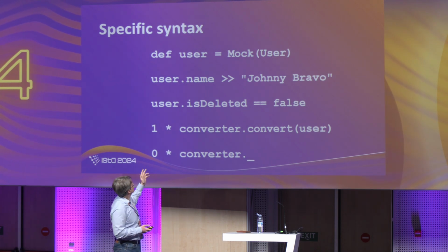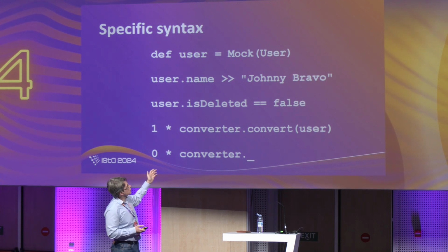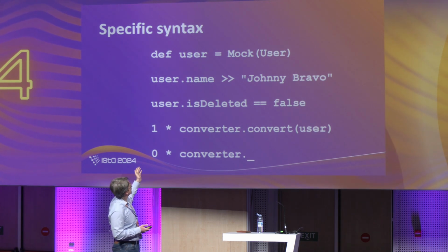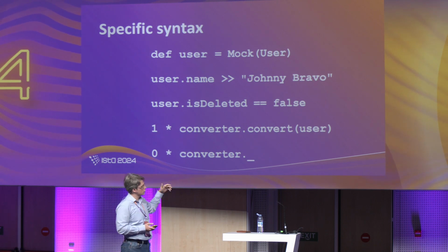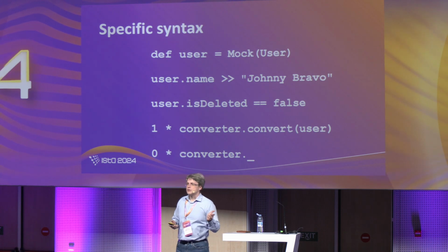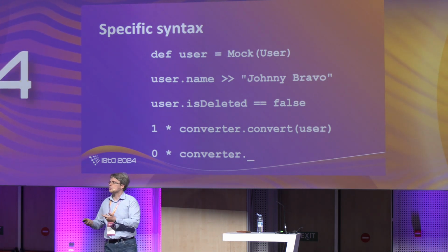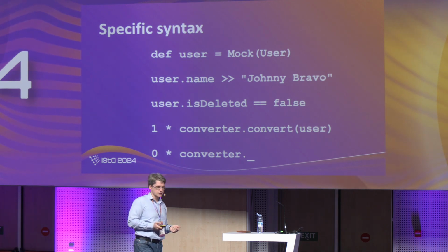The first line here, you see creating of a mock for a user. On the second line, we are actually implementing the mock. So every time that you call user.name or call that method, you get the result, Johnny Bravo. The third one is an example of an assertion. Basically, it's a Boolean condition that is either true or false, and it results in an assertion.